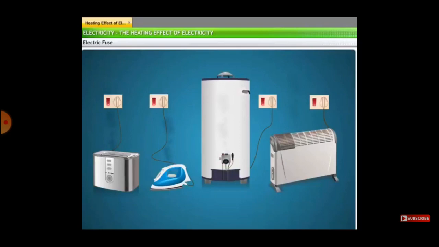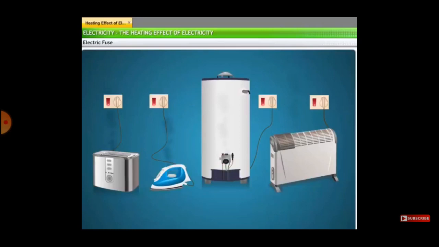This is an important question that you can expect in the examination: why do we prefer a particular heating element? The heating element should have a high melting point and high resistivity, and it should not easily vary with the temperature. And next we are going to see about the electric fuse.